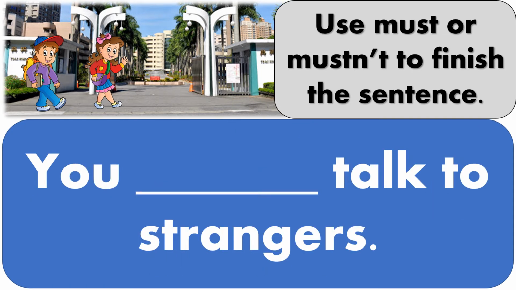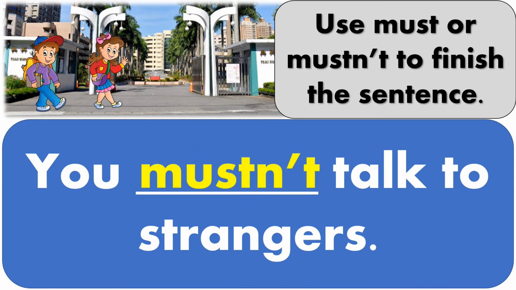How about this one? Would you use must or mustn't to finish this sentence? Say it out loud. For this one, you should use mustn't. You mustn't talk to strangers. Strangers are people you don't know, and you don't need to talk to them. Just get to school. Say the sentence after me. You mustn't talk to strangers.